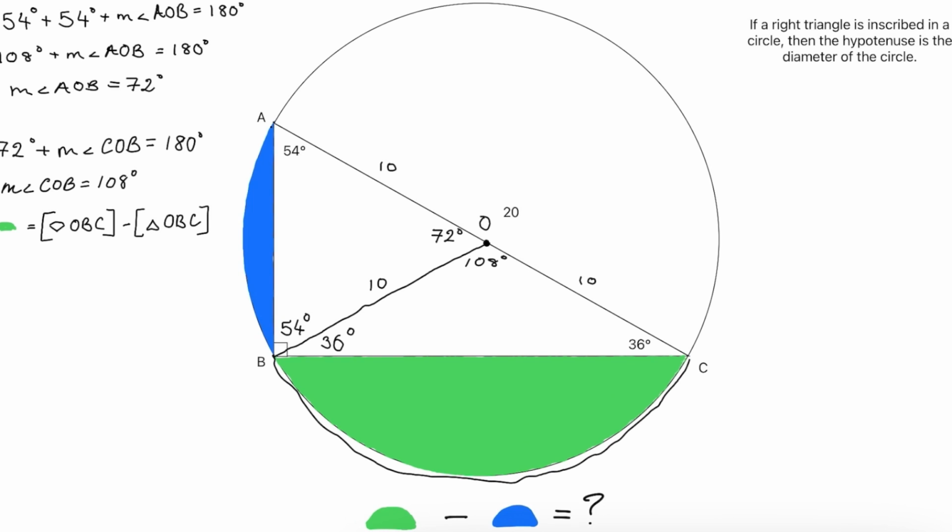And likewise, the area of the blue region is equal to the area of sector OAB, this smaller pizza slice here, minus the area of triangle OAB.